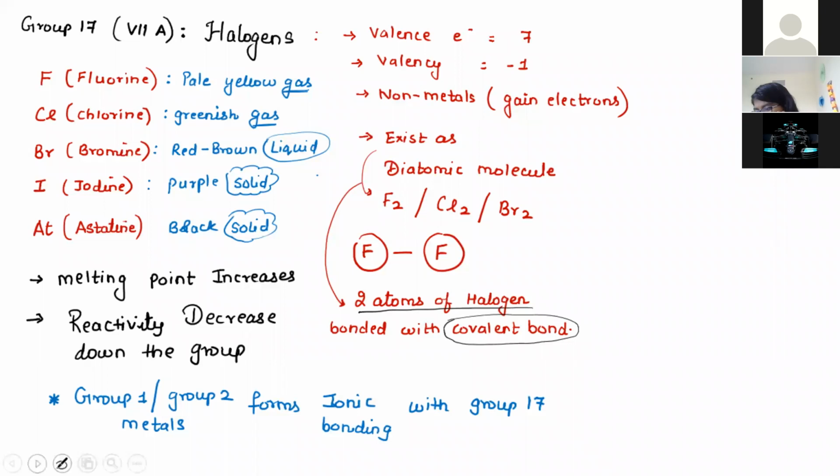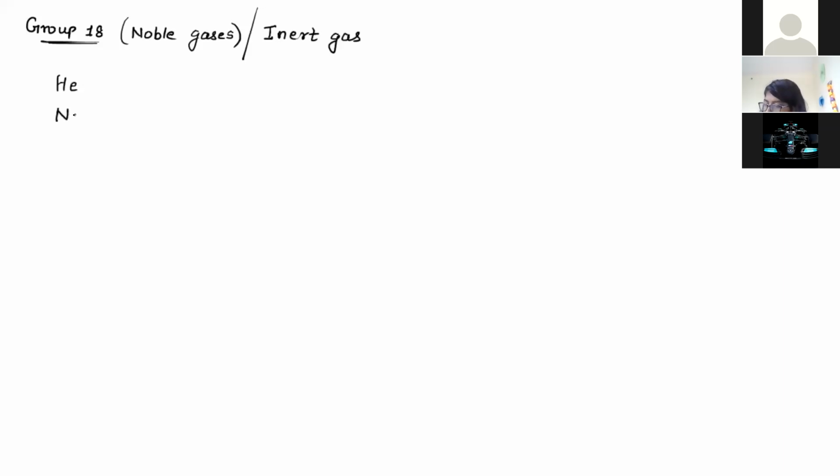So let's continue ahead with group 18. Group 18 is also called noble gases, which means they are called inert gases. Inert gas means they will not react. So helium, neon, argon, krypton, xenon, and radon.